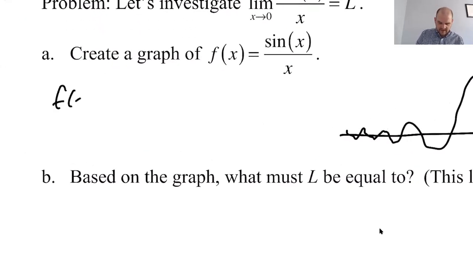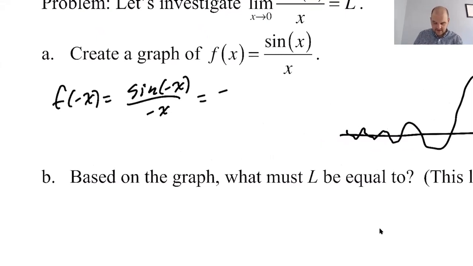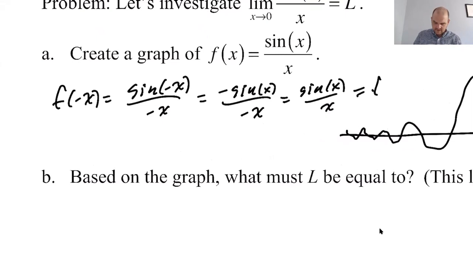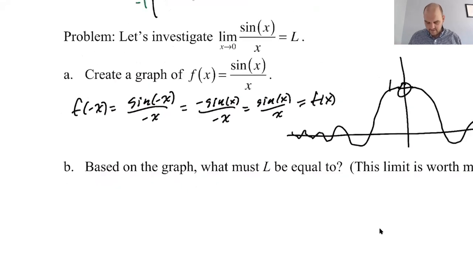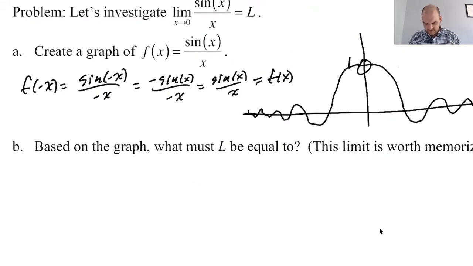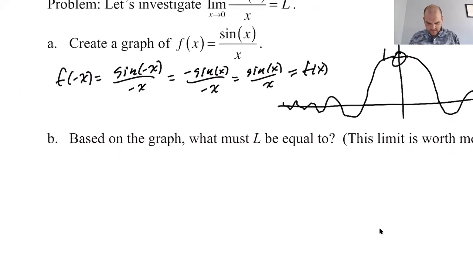A couple of fun facts about this function. F of negative x is going to be sine of negative x over negative x. But sine is an odd function, so this is the negative sine of x over negative x, which is sine of x over x, which equals f of x. So this is an even function. Sorry, geez, do all the work and then get that wrong. So it's an even function, and that's a good thing to know.